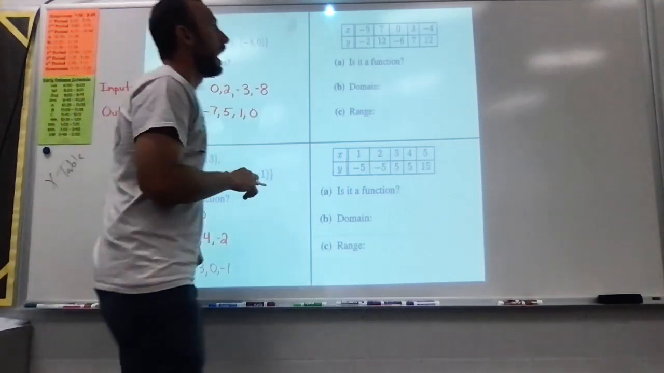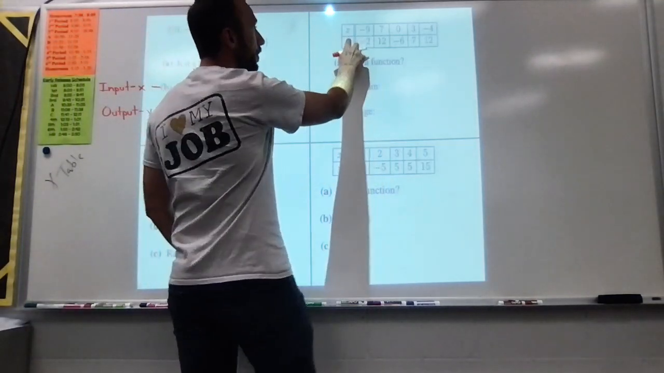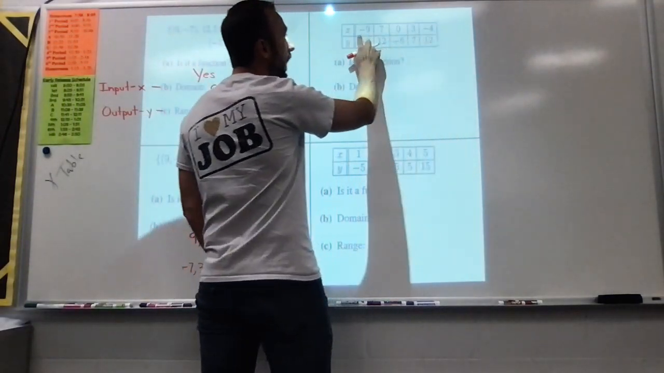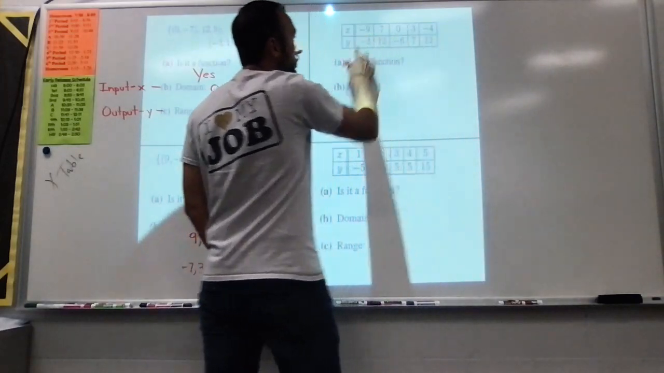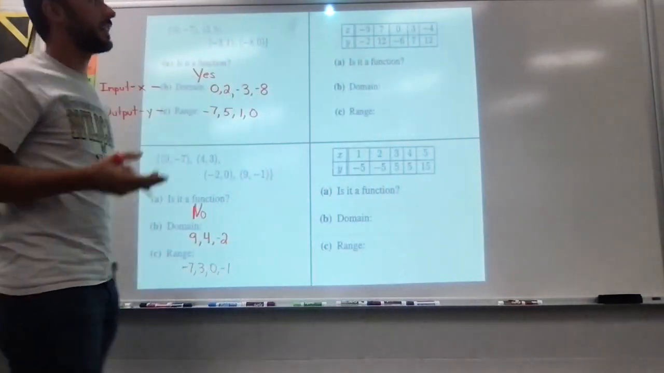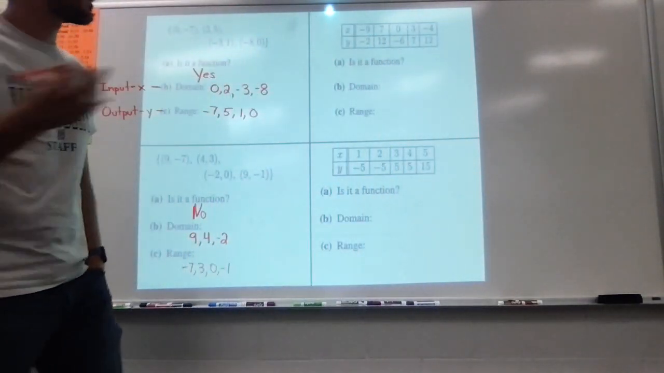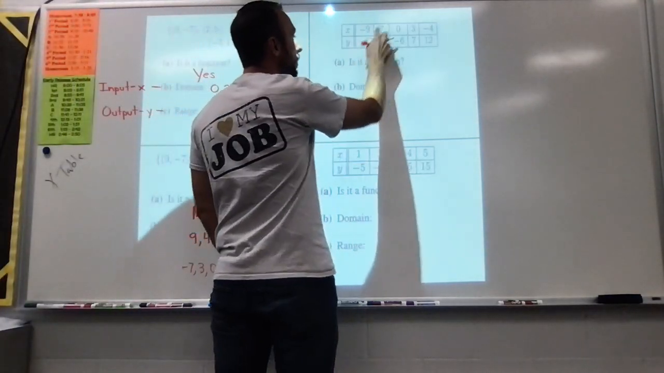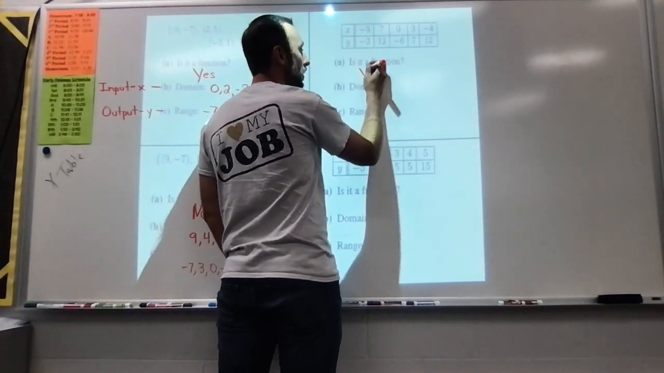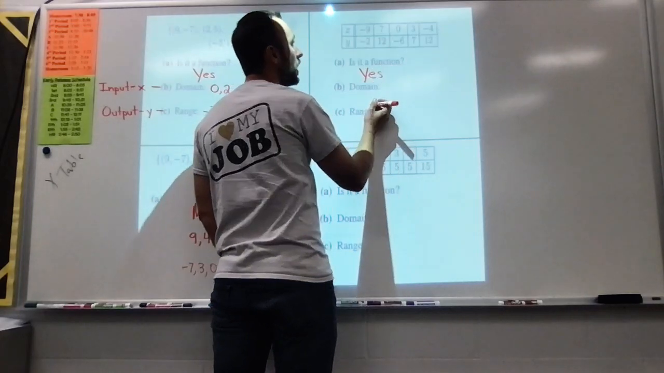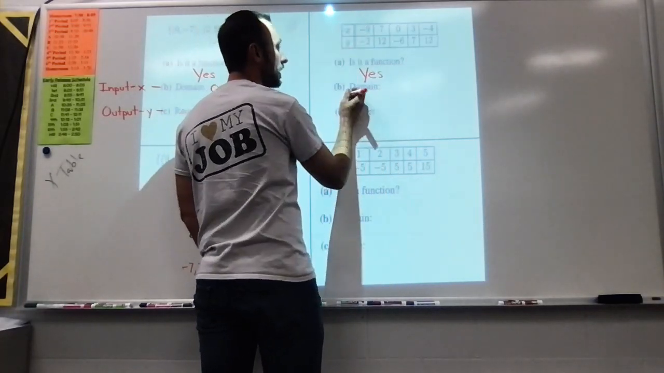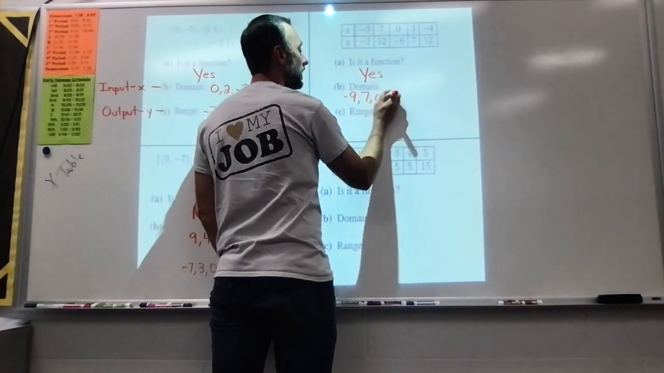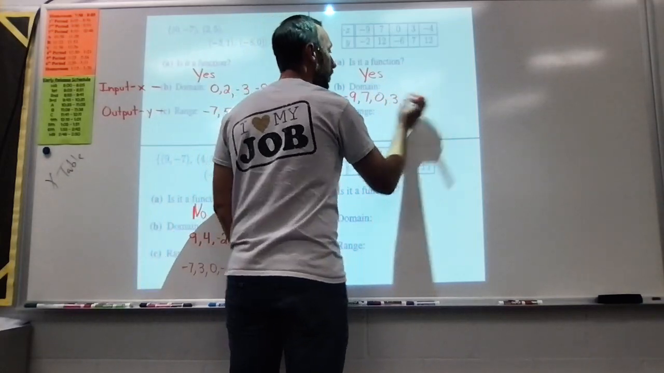Over here is the function. Here are my inputs because these are my x's. Do I have any inputs that repeat? No, I don't. So I can't tell if they have more than one output. So this is a function because each input only has one output. It's a one-to-one relationship. So is this a function? Yes. My domain is my x's: -9, 7, 0, 3, and -4.